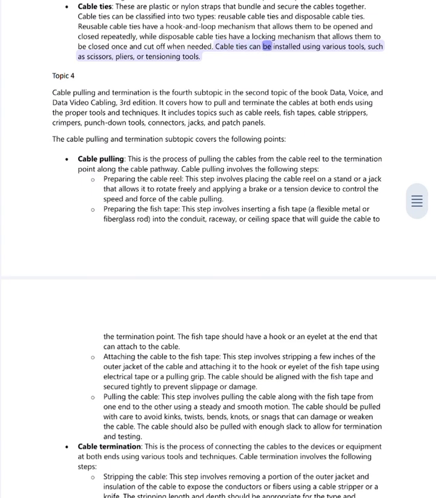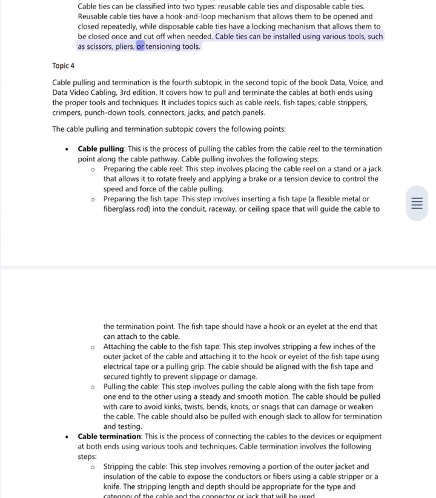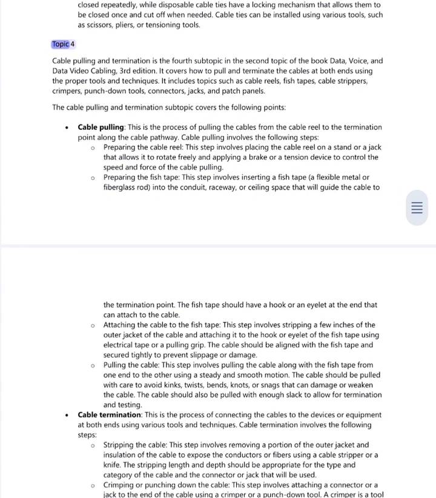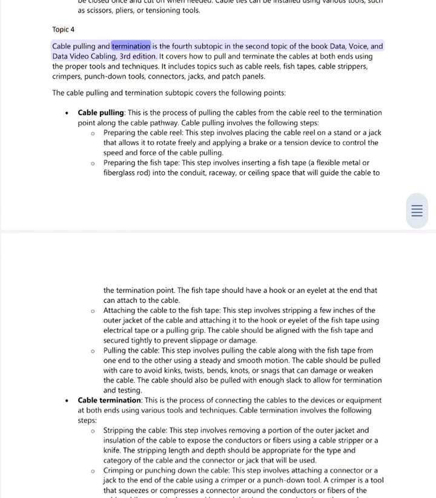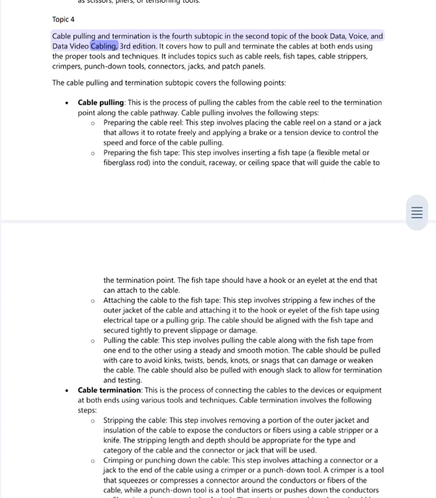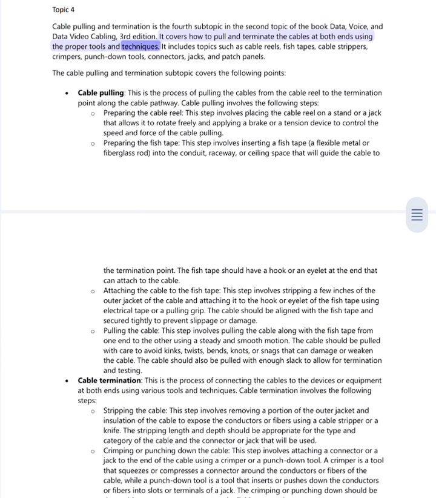Cable ties can be installed using various tools, such as scissors, pliers, or tensioning tools. Topic 4. Cable pulling and termination is the fourth subtopic in the second topic of the book Data, Voice, and Data Video Cabling, 3rd edition. It covers how to pull and terminate the cables at both ends using the proper tools and techniques.